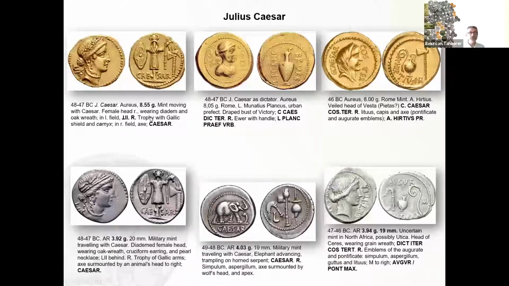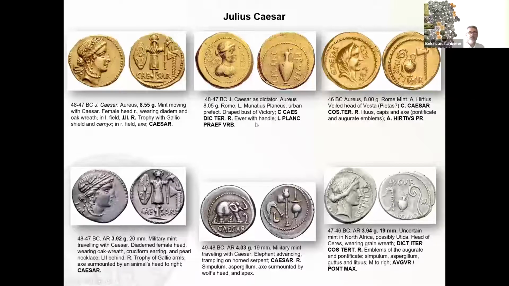On this aureus, we see a female head wearing diadem and oak wreath. It's not Venus, and we don't have means to identify her as a goddess, but it's just a female figure. Maybe he meant something there, but it's lost to history.